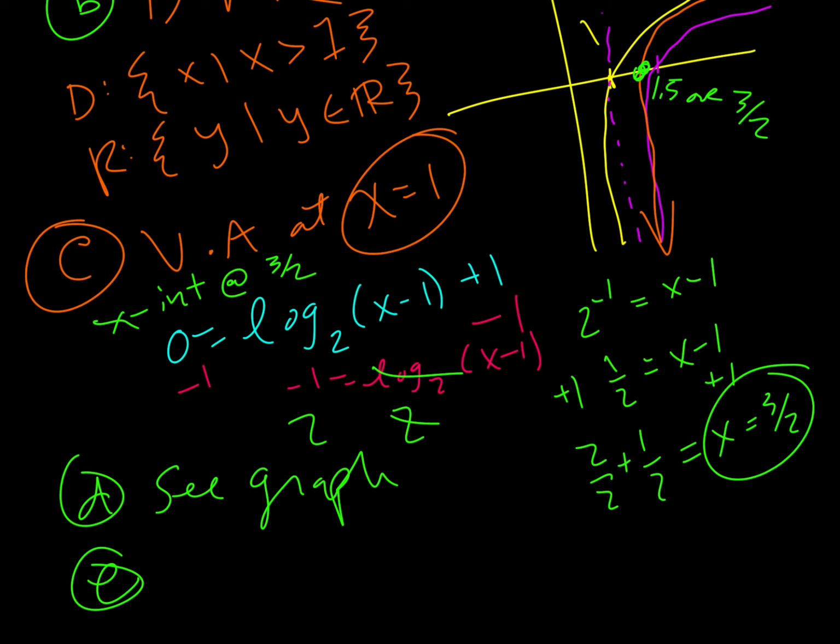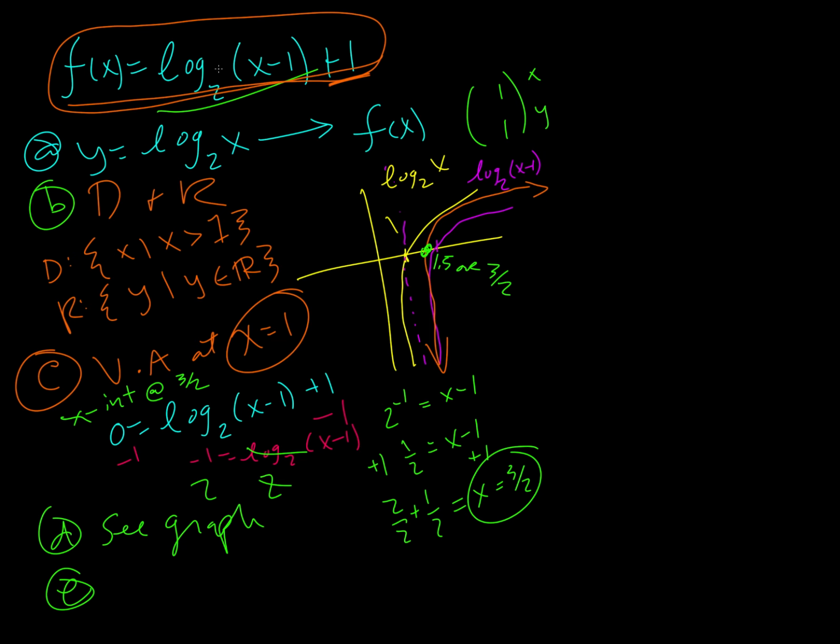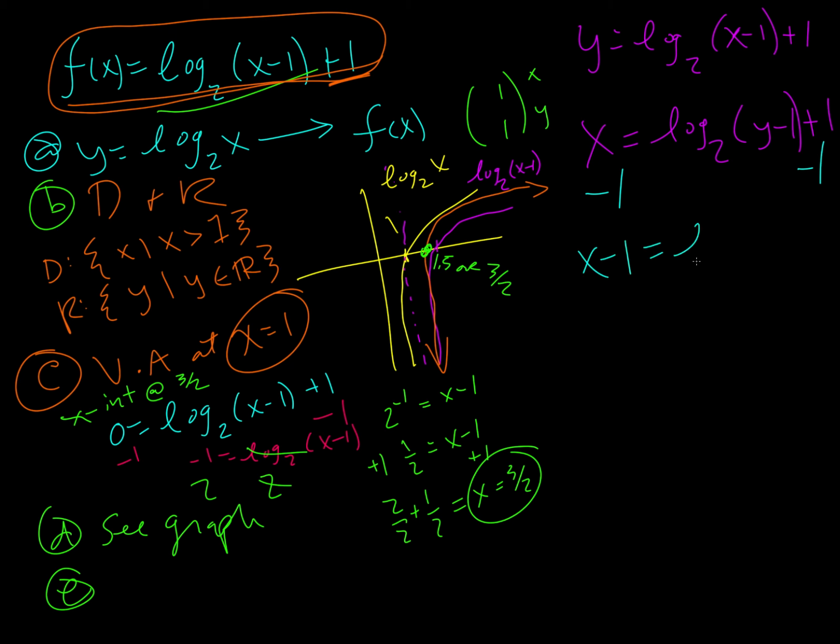Okay, so I'm going to zoom out and do it up here. I'm going to rewrite this, but I'm going to write the f of x as a y. Now with an inverse, we swap the x and the y. Now we're going to subtract 1, so we get x minus 1 equals log base 2 of y minus 1.